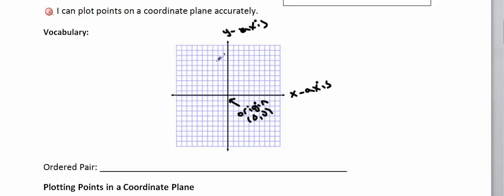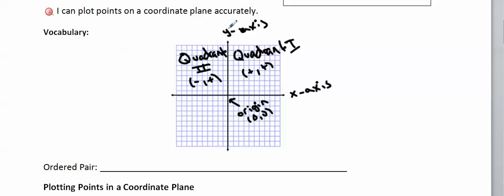The first quadrant up here to the right is quadrant 1, or I in Roman numerals. It's made up of all positive x and positive y values. Quadrant 2 is here to the left, and the quadrants go counterclockwise. So quadrant 2 is right here, and it's made up of negative x and positive y values.